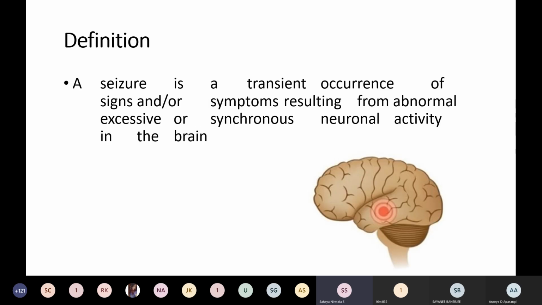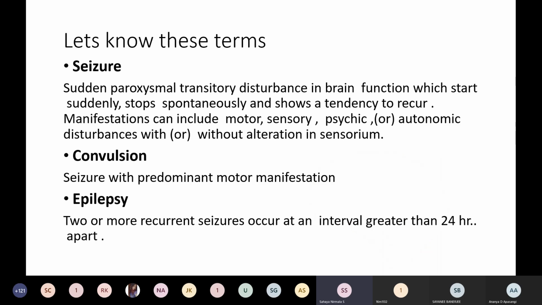So I want you to take note of this. What is the definition of a seizure? A seizure is defined as a transient occurrence of signs and/or symptoms. You have to take note of this: it need not always be both signs and symptoms. It can be only signs or symptoms which result from abnormal, excessive or synchronous neuronal activity in the brain. So this is the definition of seizure.